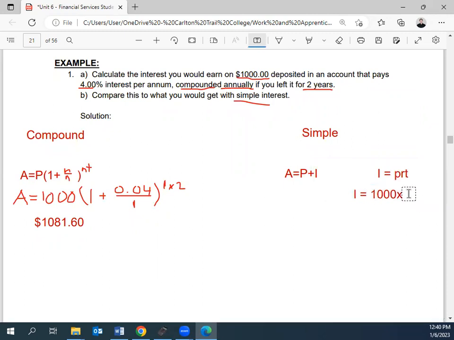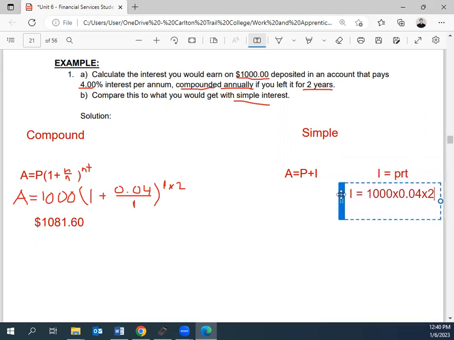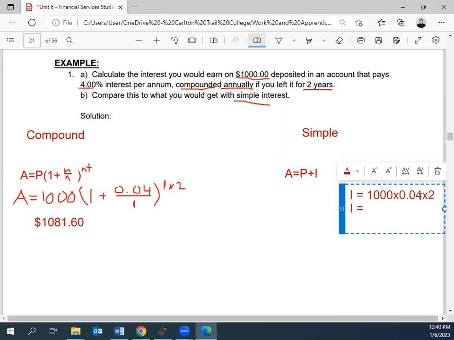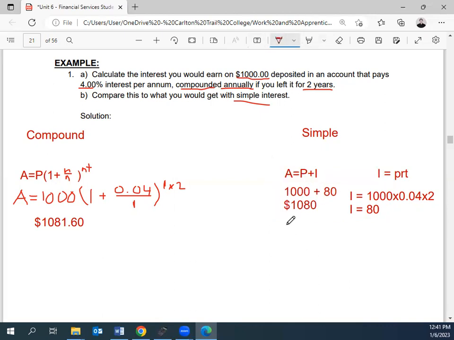times R, the rate of interest as a decimal, so 0.04, times T, the length of time invested in years, right? So 1,000 times 0.04 times 2, you get $80 over here. And then when you add that 80 to the 1,000, you get $1,080. Just going to circle those.